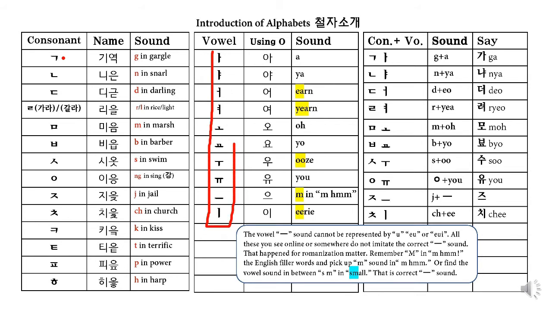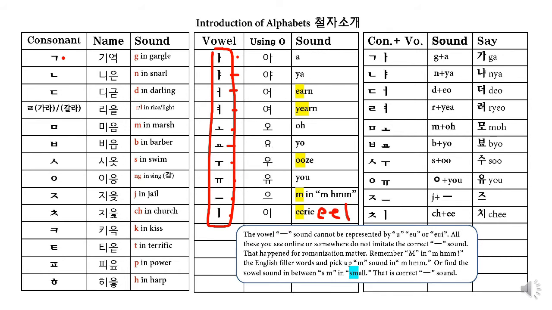I need to introduce this vowel word to you. This is A, no AU. This is straight A sound. No curving up or curving down at the end. Ya, straight ya. O, straight O in on, early. Yo in yon. O in O, no curving at the end. Yo in yo. U in oost. U in you. U in mm-hmm. In English filler word, you have U. Mm-hmm. E in eerie, or eel, fish eel.